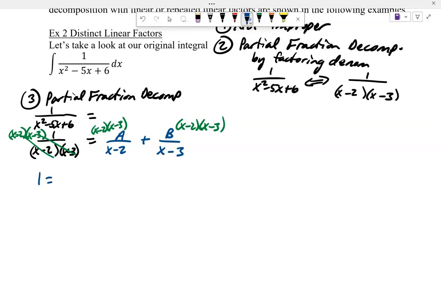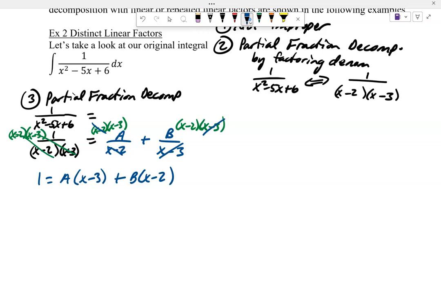And so we have 1 equals a, and notice the x minus 2's cancel there. X minus 3's cancel here. Okay, so we have this now. And now, this equation is true: 1 equals a times (x minus 3) plus b times (x minus 2). This equation is true for all x. In other words, any real number x.